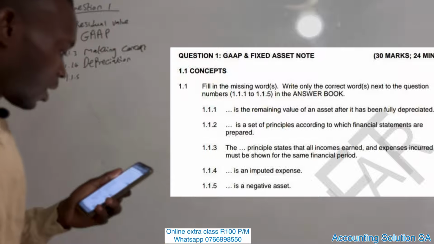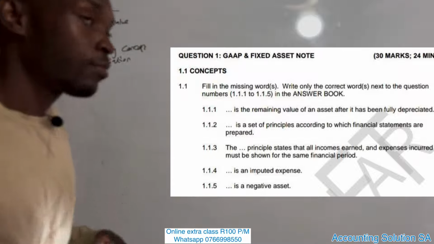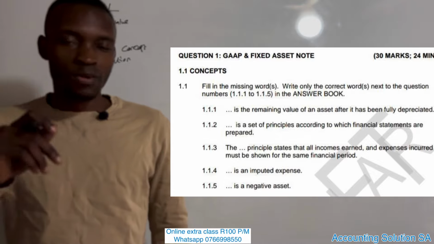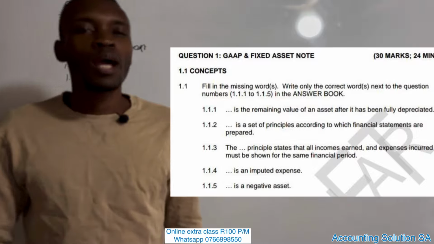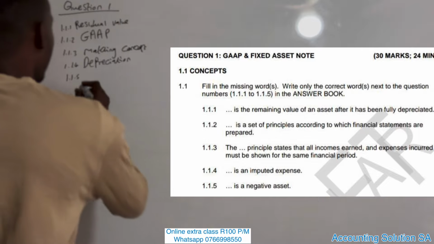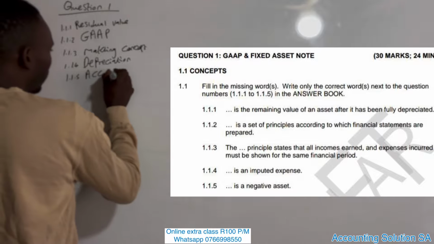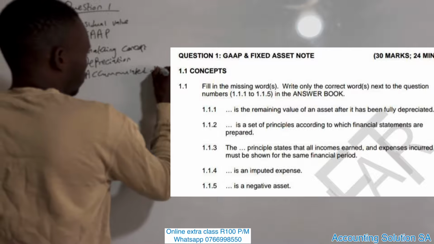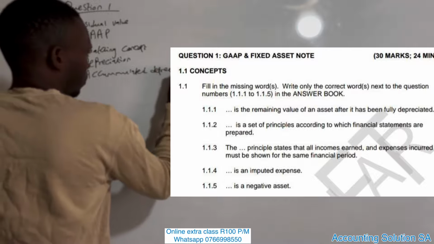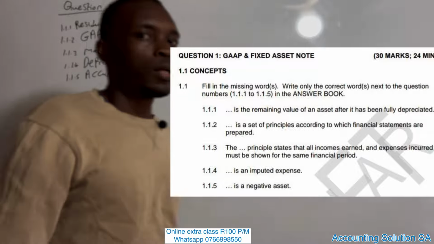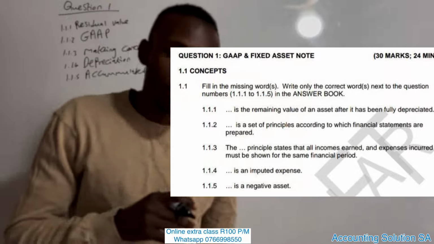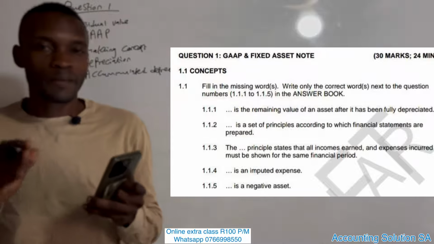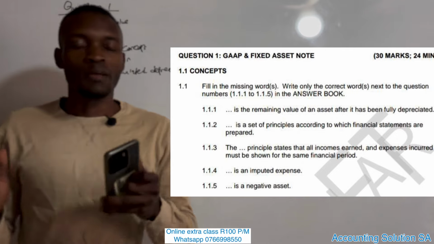Now the last one, they said is a negative asset. A negative asset is when we subtract. The value that we subtract under asset is only accumulated depreciation. So this is how you should tackle this question. So please, guys, make sure that you revise this fixed assets notes on part 2 and part 3.